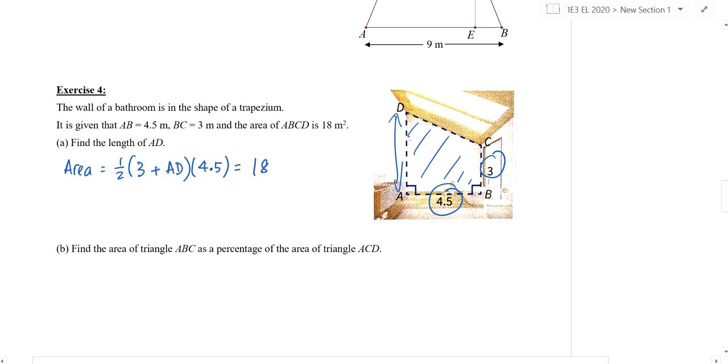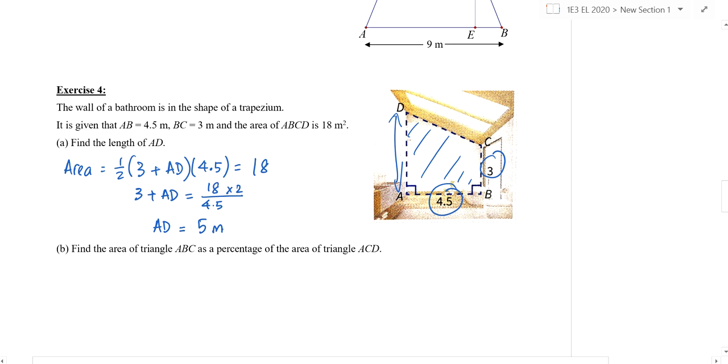So from here on, we can manipulate. 3 plus AD is the same as 18 divided by 4.5 multiplied by 2. AD will therefore be equal to 5 meters.